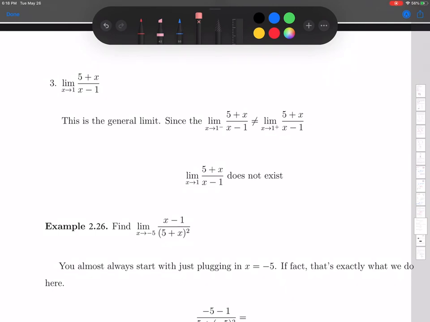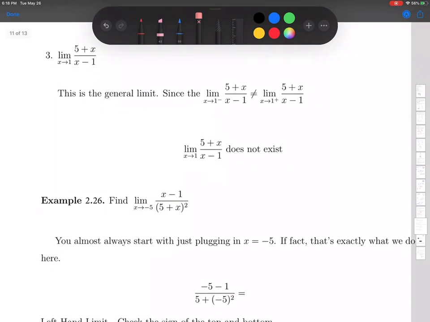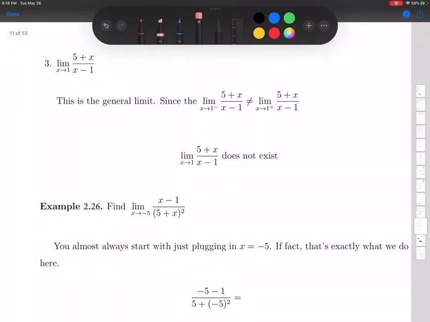There it is. So you almost always want to start by simply plugging in the number that you're approaching and see what happens, right? See if you can do it. So I've kind of done it here. I've typed it up for us. So if you plug in -5, let's see what happens.